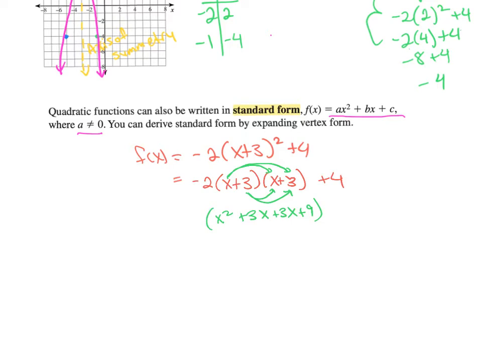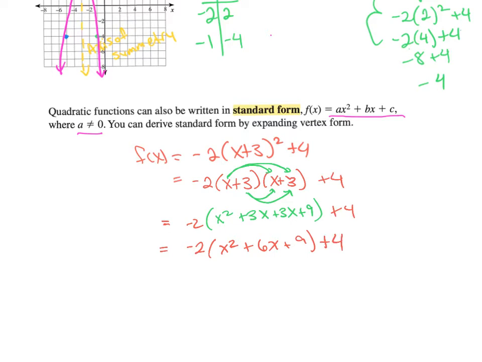Bring down your negative 2. I haven't multiplied by that yet. And bring down your 4, plus 4. I'm going to simplify what's inside parentheses first to make this a little bit easier. So that's plus 6x. Combine the x's.